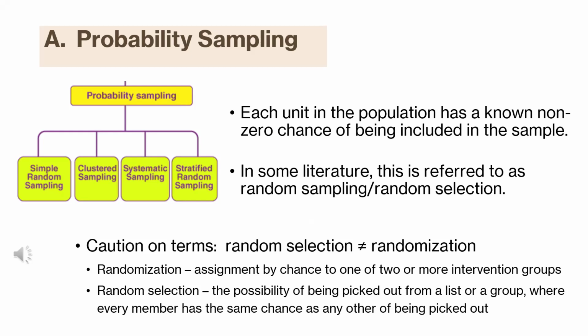Random selection, which we use when we talk in the context of sampling, is the possibility of being picked out from a list or a group where every member has the same chance as any other of being picked out. So that's the difference between the two. So when you write your proposal and you're describing how you're going to pick out your participants, do not say we did randomization, because that would be incorrect.